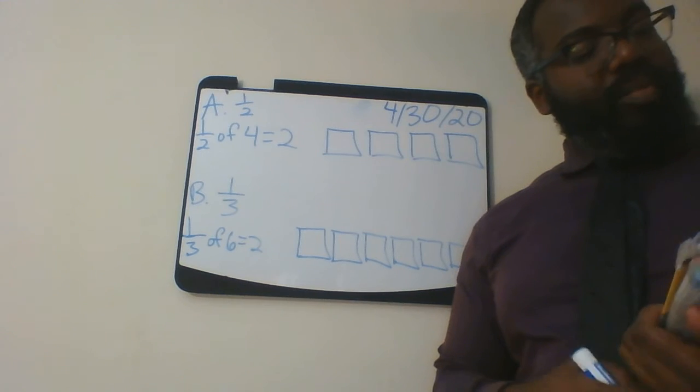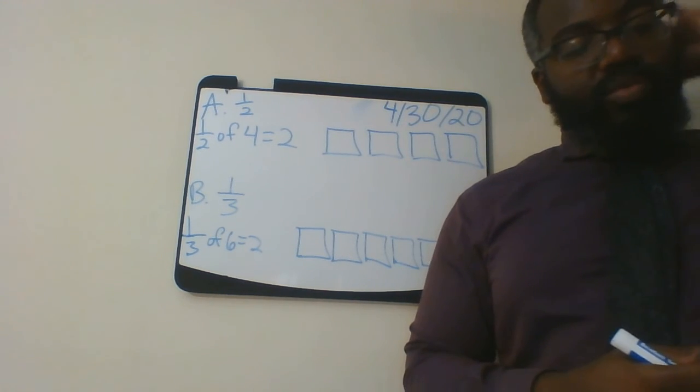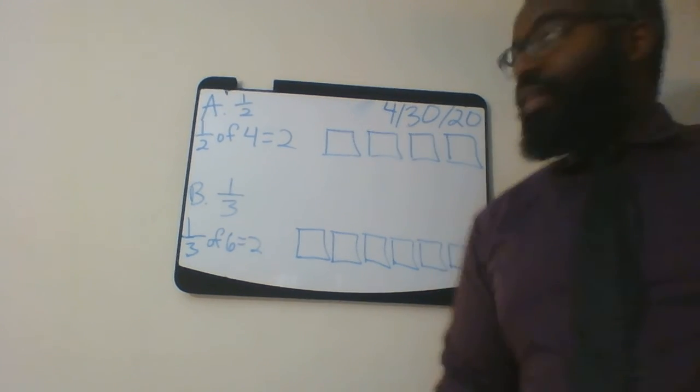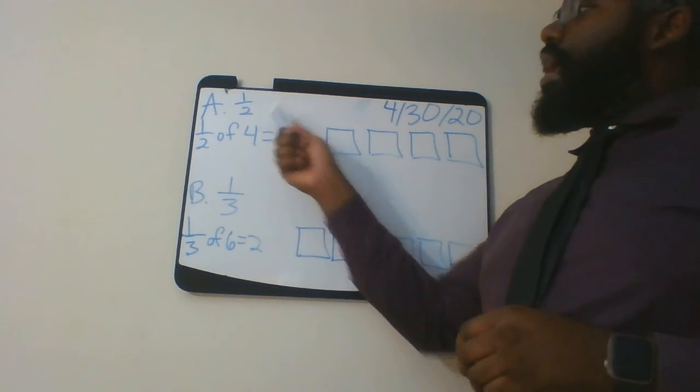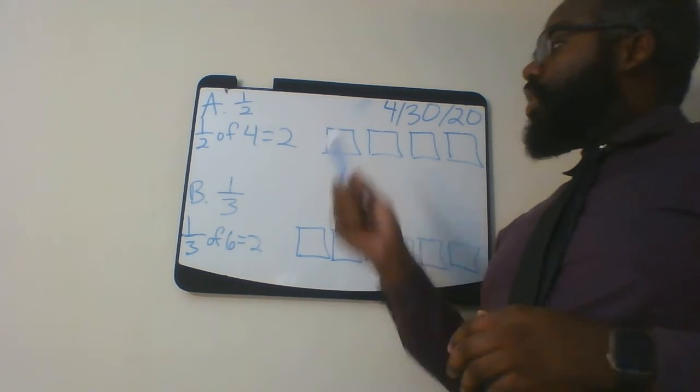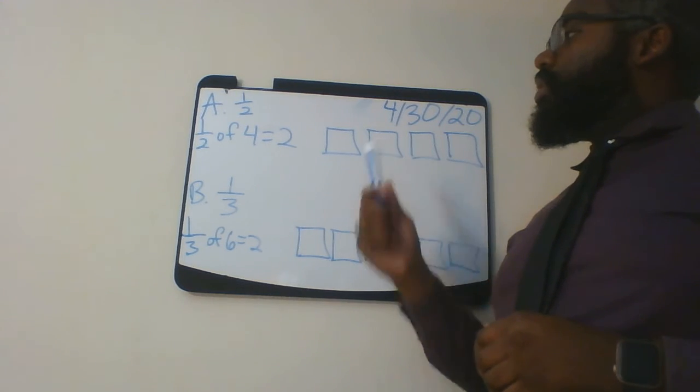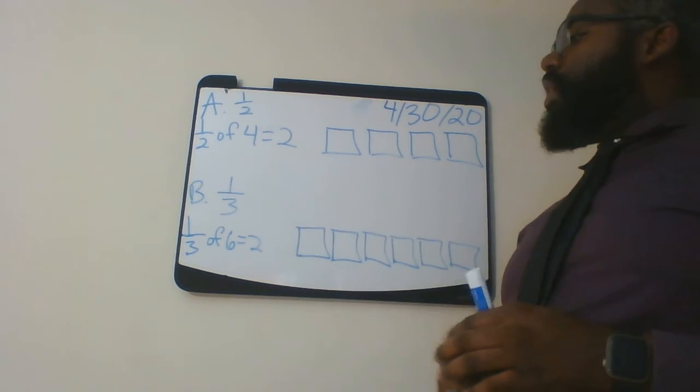As we go to number 3, it says color the correct number of animals to show each fraction. Alright, let's get started. Let's look at letter A. Letter A says 1/2. We're trying to find 1/2. Notice, we have 4 items. So half of 4 equals 2.